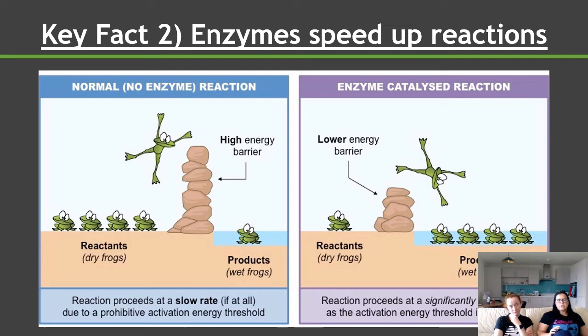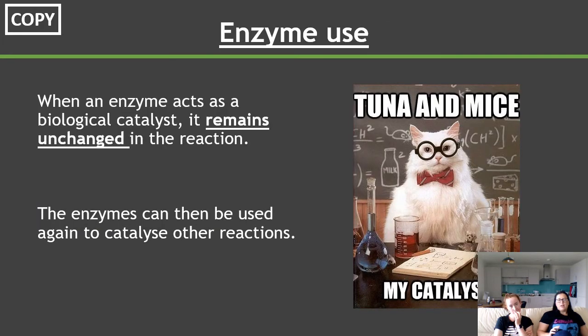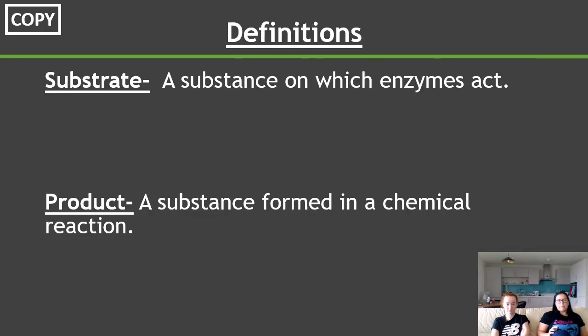Okay, so enzymes are made by all cells. Enzymes speed up reactions. When an enzyme actually works as a biological catalyst, it remains unchanged in the reaction. So it can be then used again and again and again to do the same reaction over and over. So this is why an enzyme or catalyst is different from stuff in a reaction, like reactants and products, because it's not part of the reaction itself. It's just helping things along, making it easier to happen and speeding that reaction up.